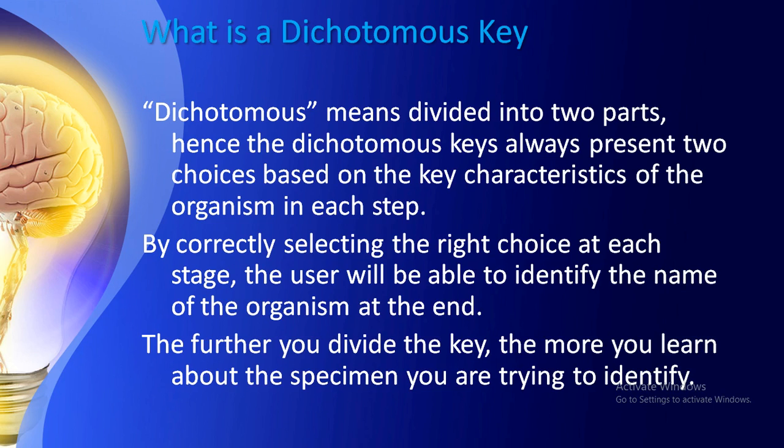What is a dichotomous key? Dichotomous means divided into two parts. Hence, the dichotomous key always presents two choices based on the key characteristics of the organism in each step. By correctly selecting the right choice at each stage, the user will be able to identify the name of the organism at the end. The further you divide the key, the more you learn about the specimen you are trying to identify.